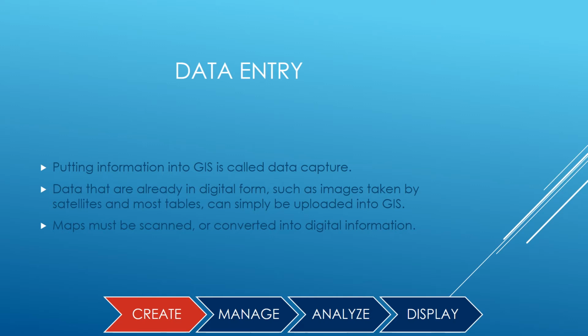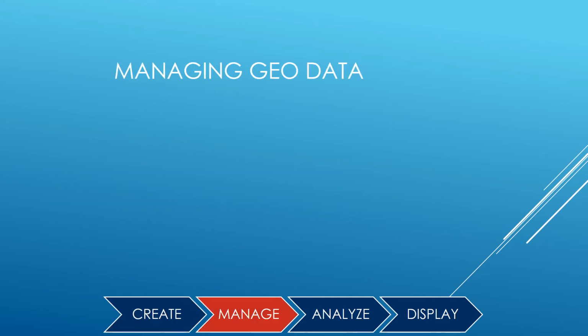Putting information into GIS is called data capture. Data that are already in digital form, such as images taken by satellites and most tables, can simply be uploaded into GIS. Maps must be scanned or converted into digital information.